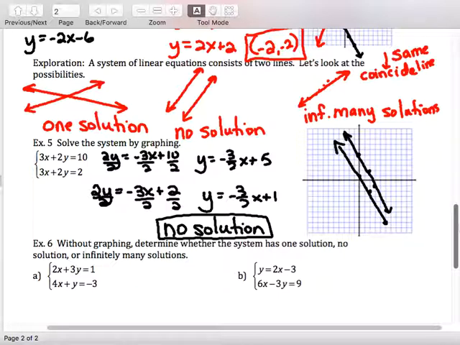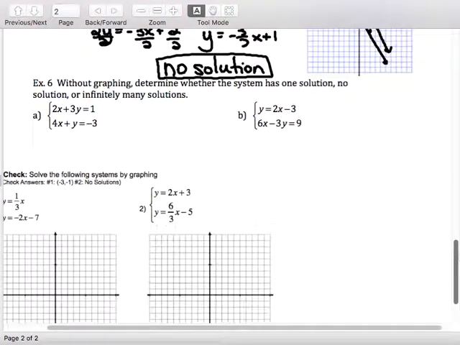All right, in example 6, without graphing, determine whether the system has one solution, no solution, or infinitely many solutions. So let's write ourselves a note to help us in case we ever forget. And here's the note. Solve for y and check the slopes and the b value. If the slopes are different, they're going to intersect.